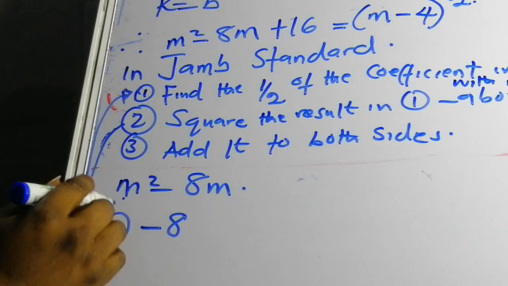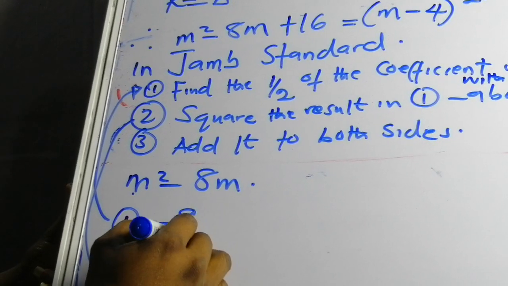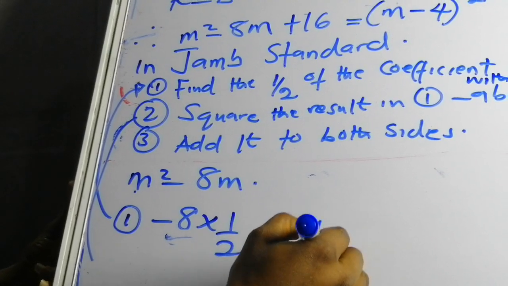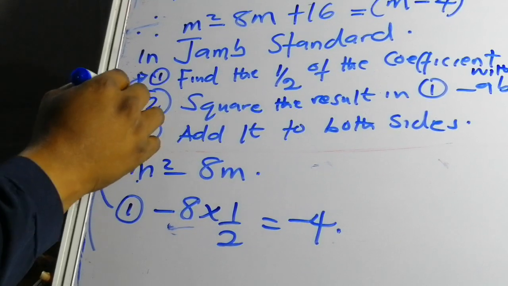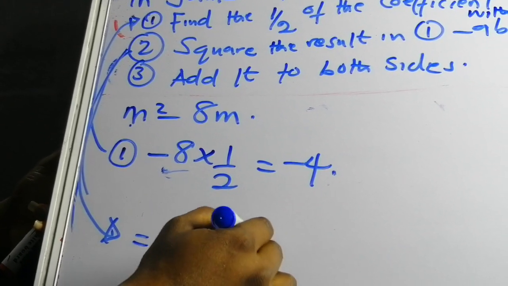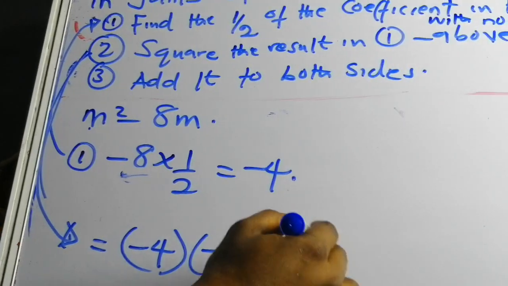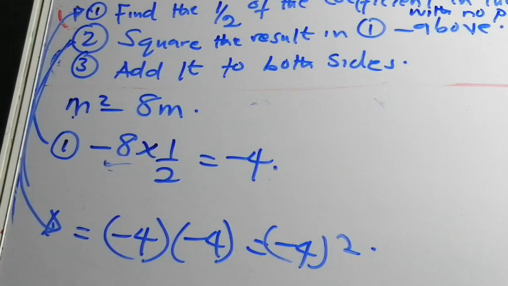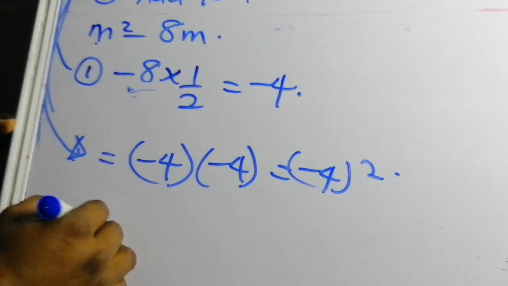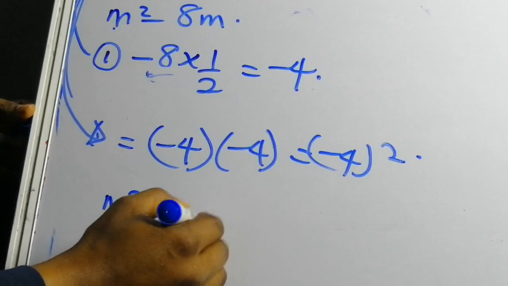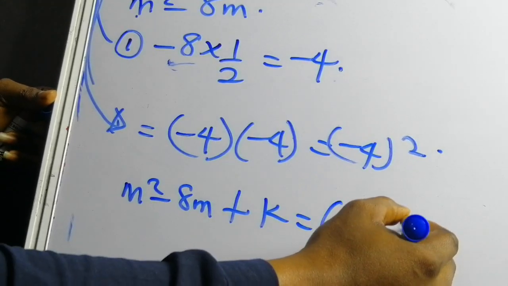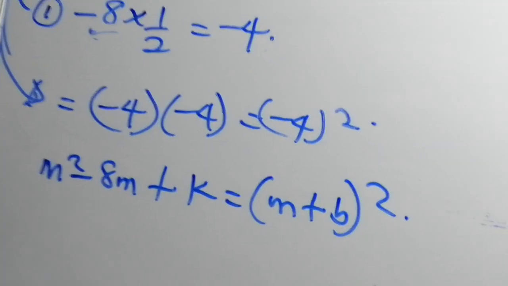The first one said we should find the half. The coefficient is minus 8, and they said we should find the half. Half of it is minus 4. For number 2 here, they said we should square the result. That's minus 4 times minus 4, which is the same thing as minus 4 all square. Now they said we should add the result to both sides. Don't forget, I made mention of minus 8m plus k equals m plus b all square to make it a perfect square.